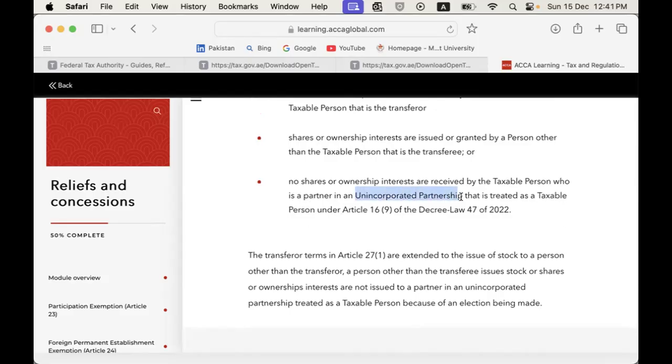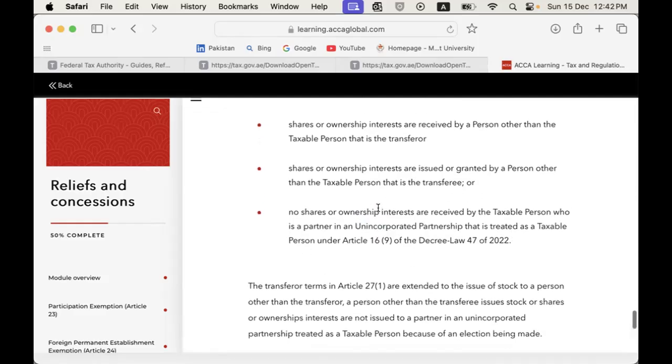There is an exception. If you guys remember, an unincorporated partnership can go to the FTA and say that, look, we know that our default treatment is that the income will be taxable in the hands of the partners, but can you please tax us at entity level? That was an exception. You guys remember this point? Yeah. So in that scenario, no share or ownership interests are received by the taxable person who is a partner in an unincorporated partnership that is treated as a taxable person.